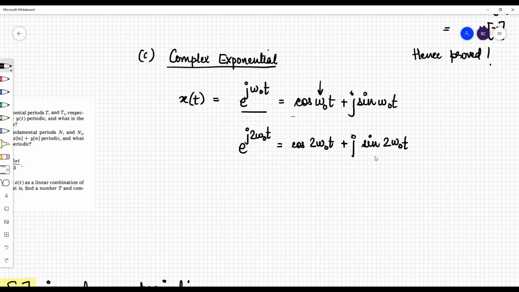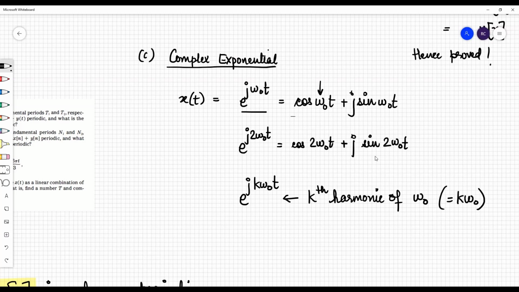right? Similarly, you could have had e to the power j k omega naught t, cos of k omega naught t plus j sine k omega naught t. So this would have been what? This would have been the kth harmonic of omega naught. Okay? Because what is the kth harmonic of omega naught? K omega naught, right? K times that frequency, that is the kth harmonic.